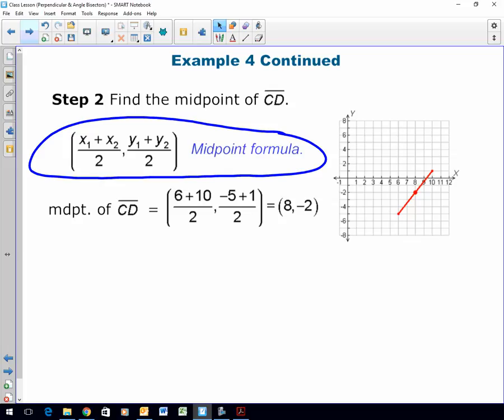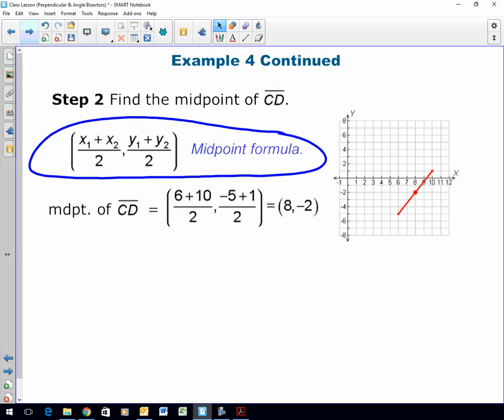In this case, x1 was 6, x2 was 10, y1 was -5, y2 was 1. 6 plus 10 is 16, 16 divided by 2 is 8. -5 plus 1 is -4, -4 divided by 2 is -2. So my midpoint is at the point (8, -2). Midpoint formula, better roll off the tongue.